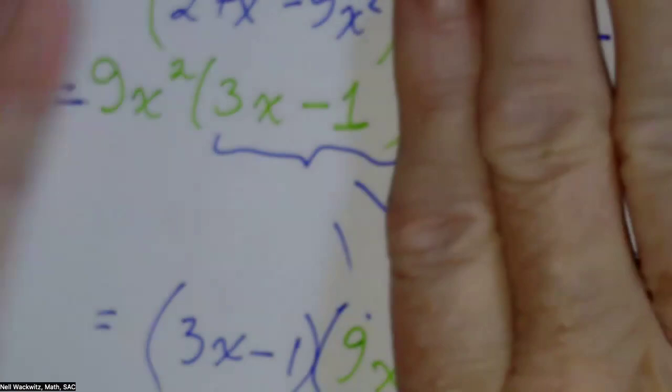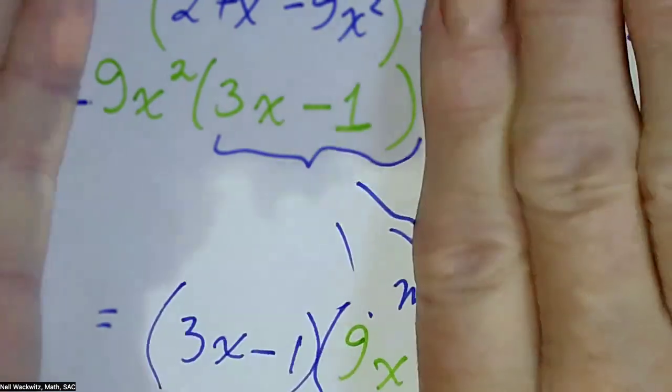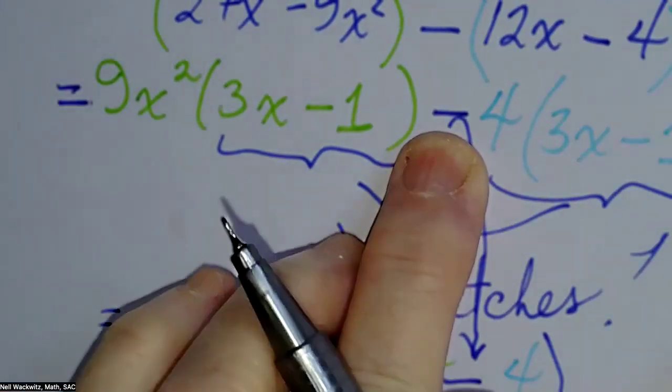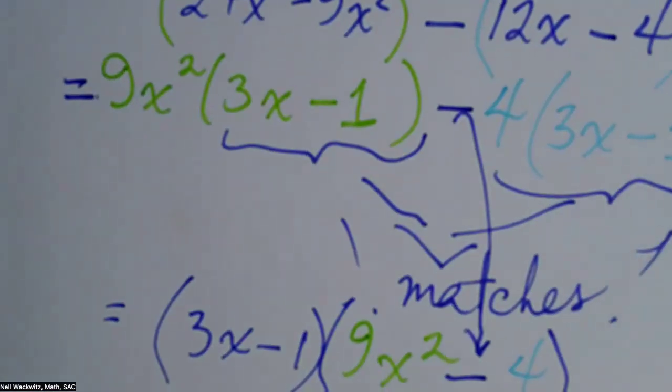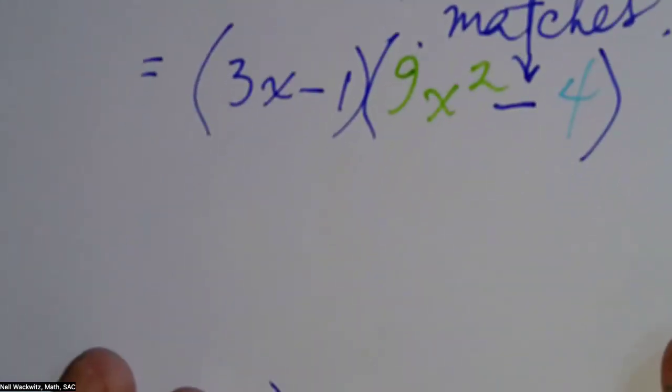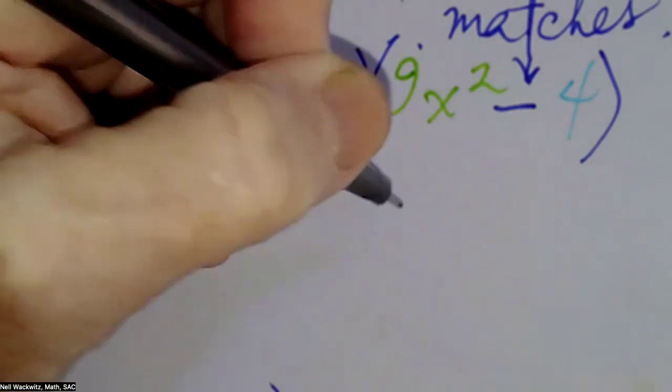So I want you to think of 9x squared times 3x minus 1 as one term, separated by a minus sign from 4 times 3x minus 1. And we're factoring a common factor out front. And what's nice about the situation as we have it? You can keep simplifying 9x squared minus 4. Very good.